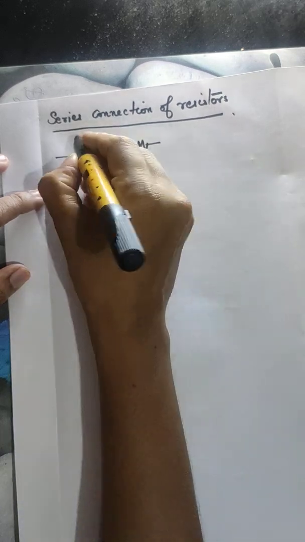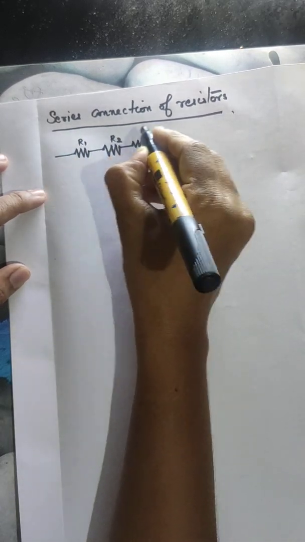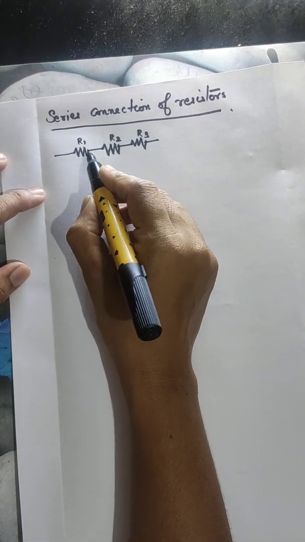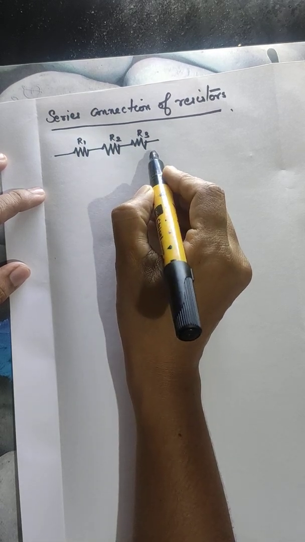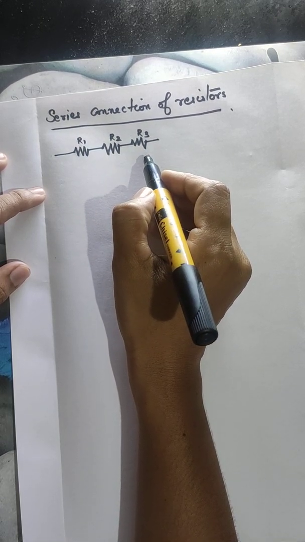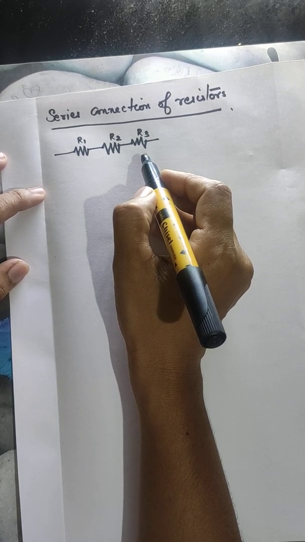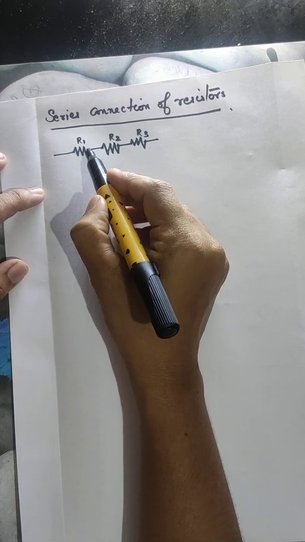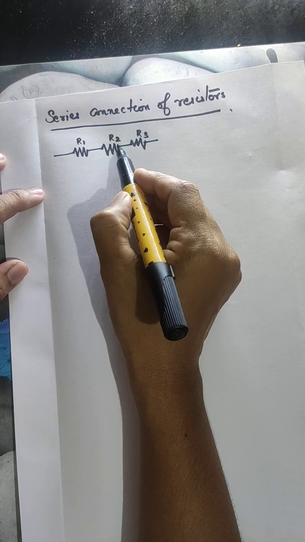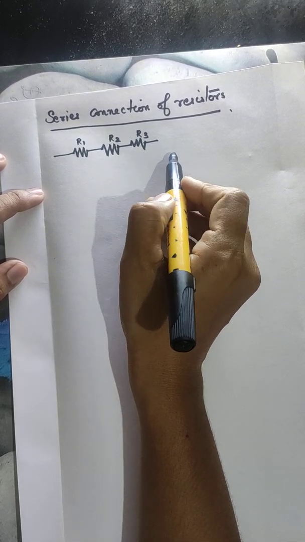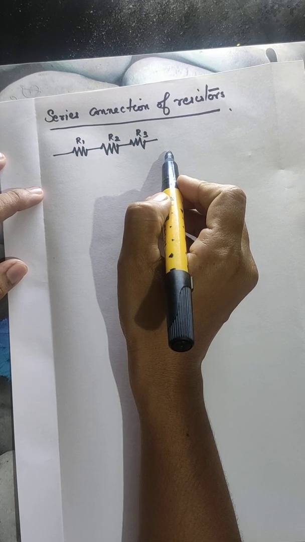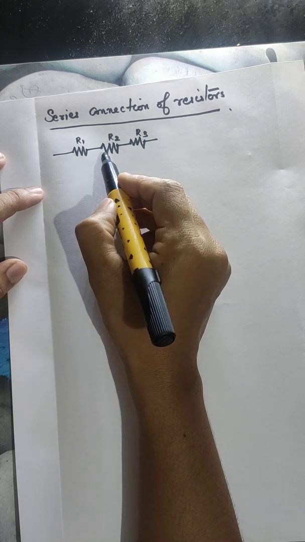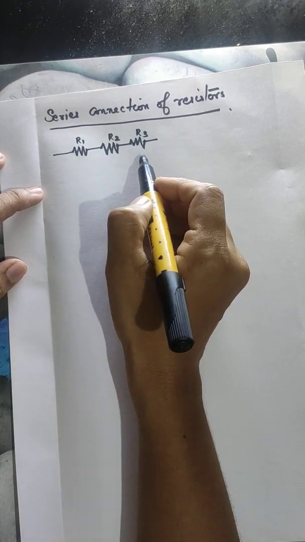So suppose there are three resistances R1, R2 and R3 connected in series. Resistors can be connected in series when they are connected end to end. A series connection is obtained when resistors are connected end to end. That means at the end of resistor R1, resistor R2 is connected, and at the end of R2, R3 is connected. Likewise, a series circuit is obtained by connecting resistors end to end. So we have considered three resistors R1, R2 and R3 which are connected in series.